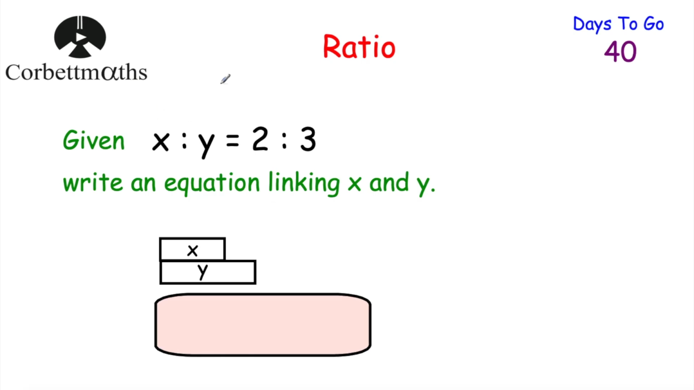Okay, let's have a look at our next one. This is one for you to try. It says, given that the ratio of x to y is equal to 2 to 3, write an equation linking x and y. So feel free to pause now and write an equation linking x and y.